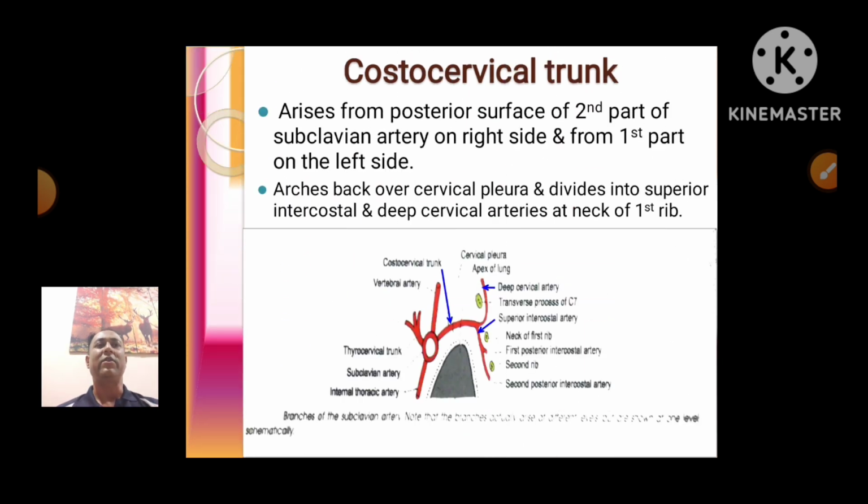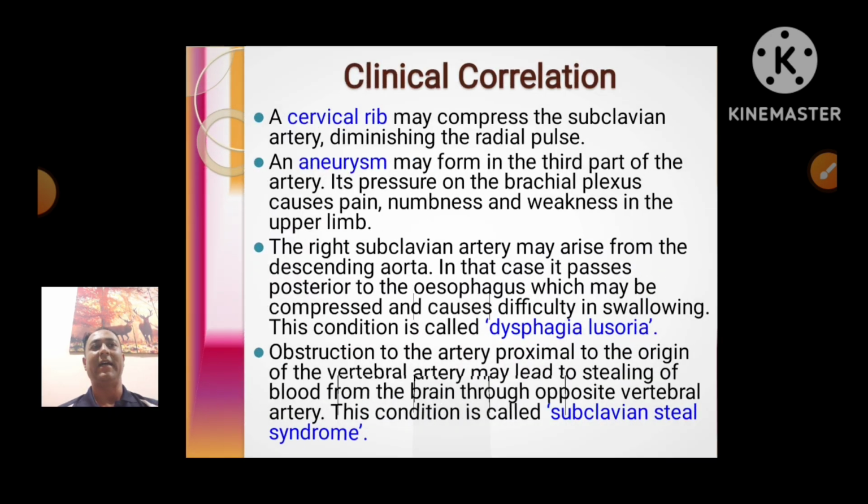The fourth one is costocervical trunk. It arises from the posterior surface of the second part of the subclavian artery on the right side and from the first part on the left side, as I said before. It arches back over the cervical pleura and then it divides into superior intercostal and deep cervical arteries at the neck of the first rib. So that is all about the 4 branches of the subclavian artery.